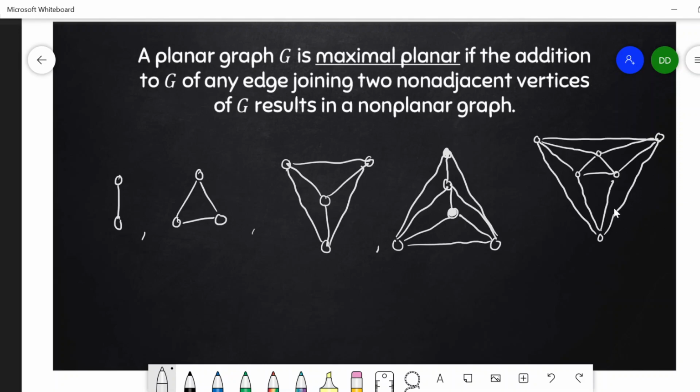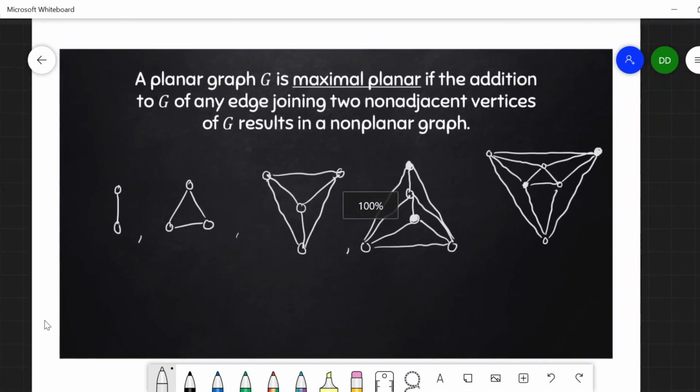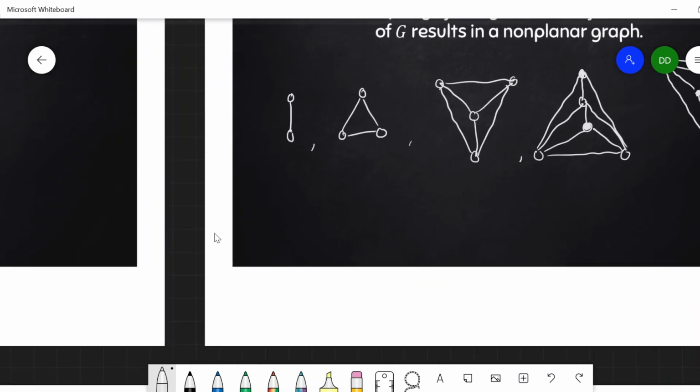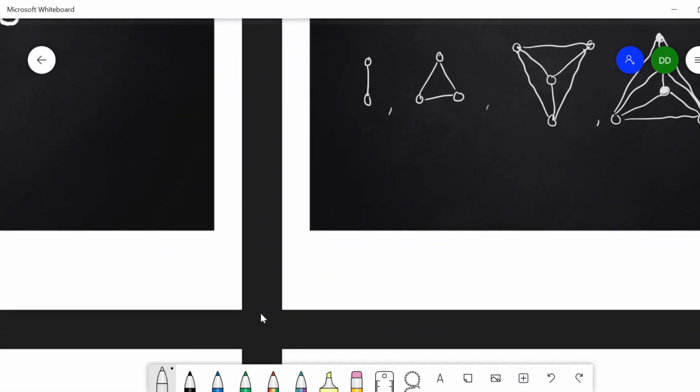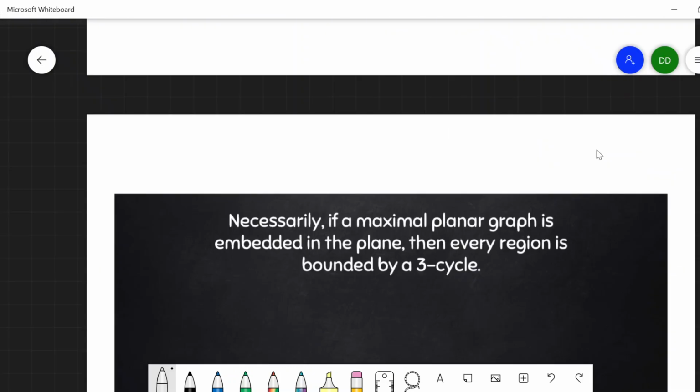Finally, here we have K2,2,2. And again, there are some vertices that are non-adjacent, specifically any two vertices in the same partite set. If I added an edge between any two of them, I would add a crossing to the graph, and it would be non-planar. So this is what it means to be maximal planar.